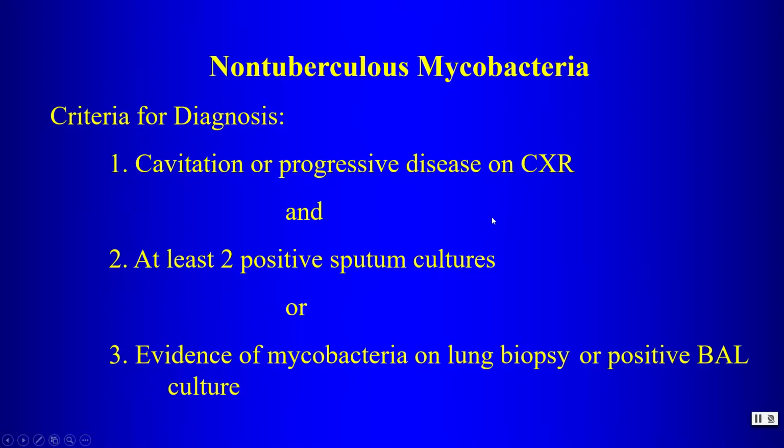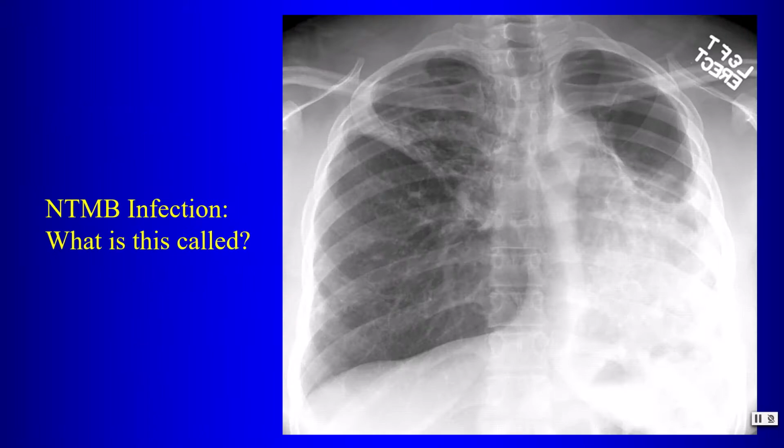So criteria for diagnosis, pretty difficult. So this requires cavitation or progressive disease on a chest radiograph and at least 2 positive sputum cultures or evidence of mycobacteria on lung biopsy or positive BAL culture. So there are various types of appearances that these atypical mycobacterial infections can produce.